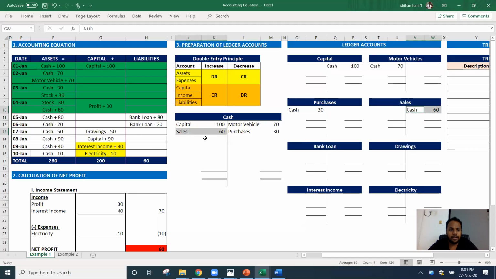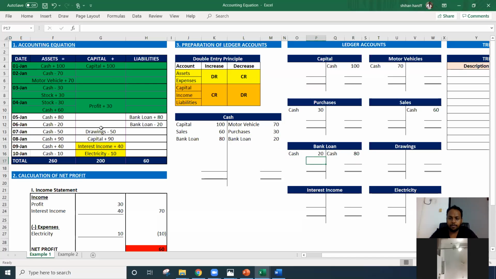Then the fifth transaction, obtaining a bank loan. So if you take a bank loan, cash will increase by 80, and the bank loan will increase by 80. It's a liability. Liability increases credit. Then when you repay, cash will decrease by 20, and the bank loan will reduce by 20. That's the fifth and sixth transaction.